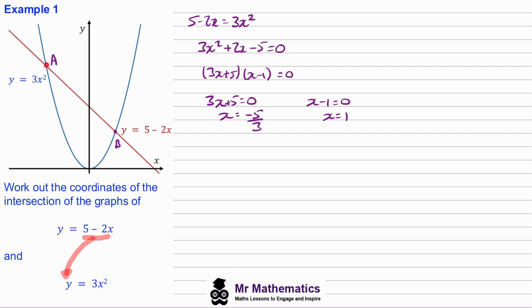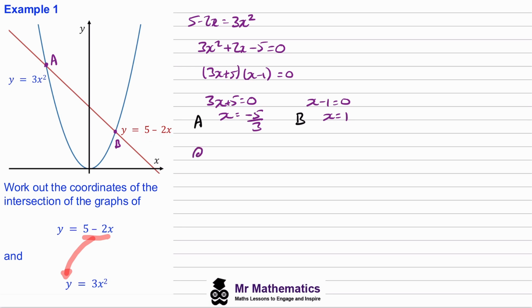You can see at coordinate A that x is negative, so this will be point A. And at coordinate B, x is positive, so this one will be for B. Now to work out the y values, we can substitute each of these x's into the equation for a straight line.